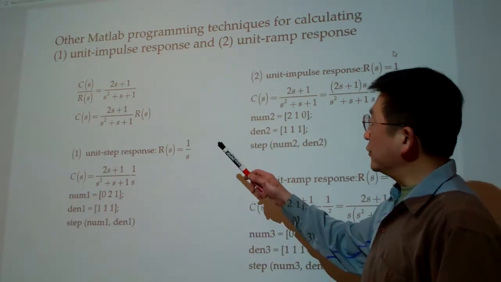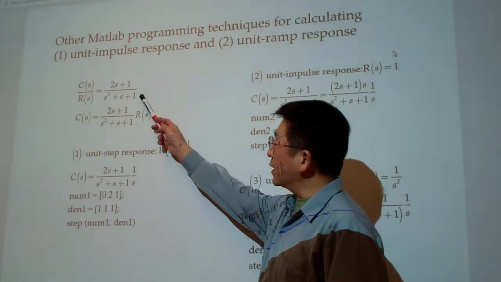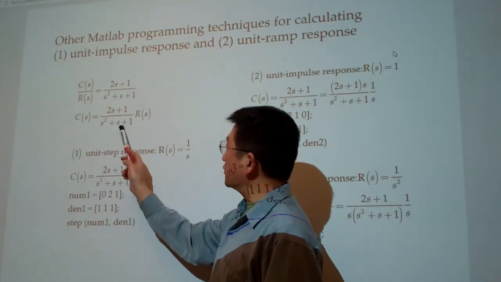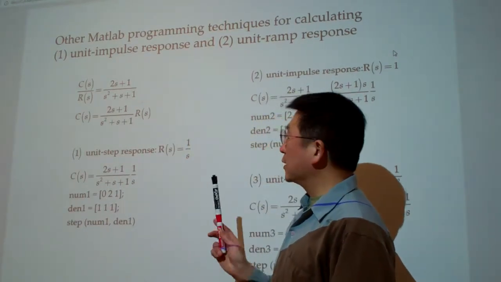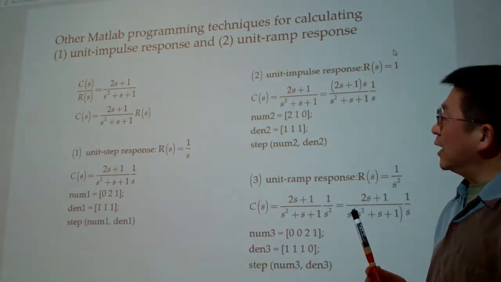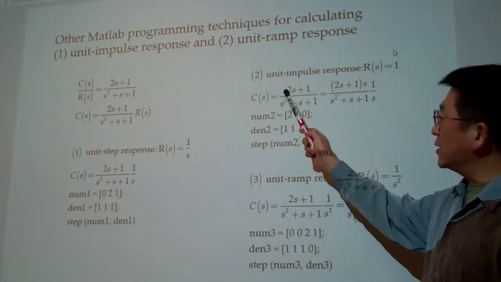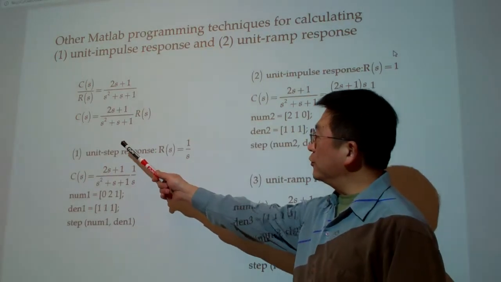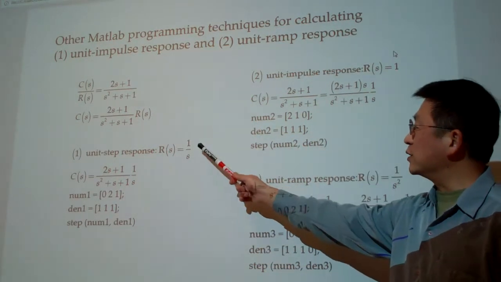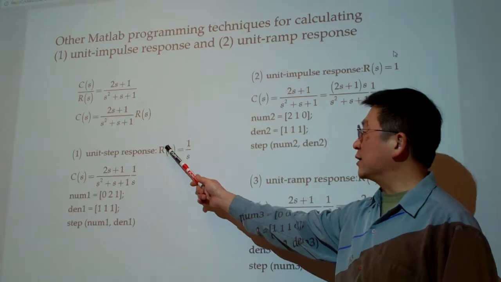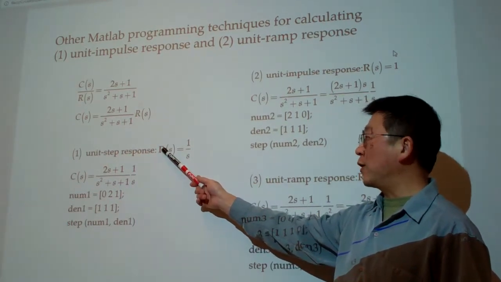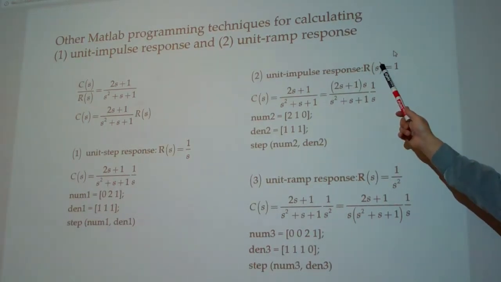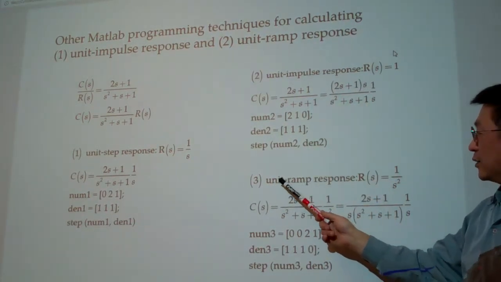Basically, in this slide, I'm using this example. This is the transfer function, and the output equals the transfer function multiplied with the input. That is the problem statement. From here, I list three examples: the unit step response, which means R equals 1 in the time domain, the unit impulse, which in the time domain is a pulse, and the unit ramp.